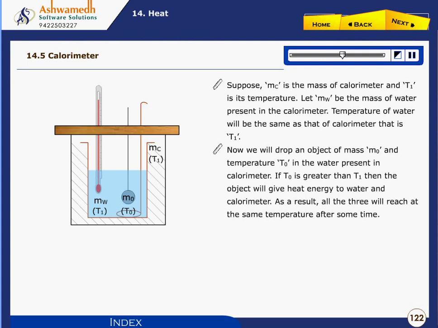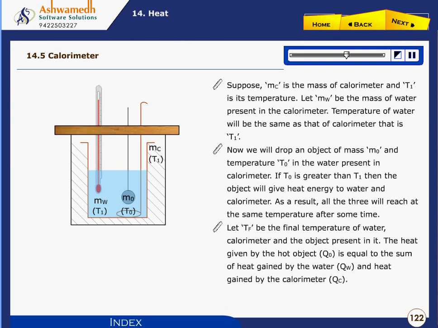If T0 is greater than T1, then the object will give heat energy to water and calorimeter. As a result, all three will reach the same temperature after some time. Let Tf be the final temperature of water, calorimeter, and the object present in it. The heat given by the hot object Q0 is equal to the sum of heat gained by the water Qw and heat gained by the calorimeter Qc. Thus, Q0 = Qw + Qc.